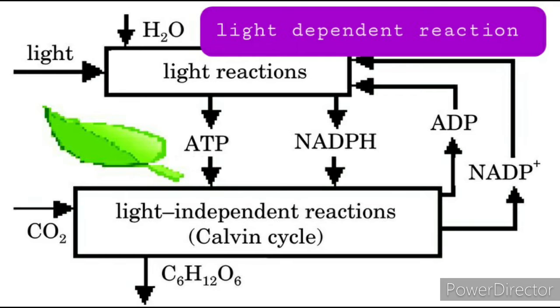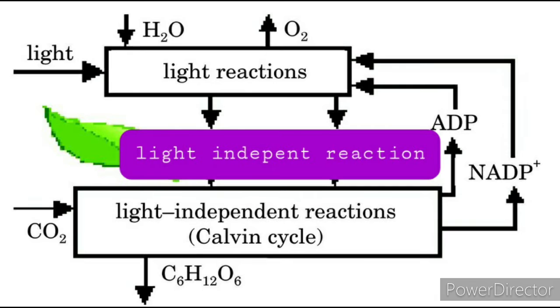Now you can see these events occur in two ways. The first one is the light dependent reaction. The reaction that takes place in the presence of light is called the light dependent reaction. This reaction takes place in the thylakoid, that is nothing but the grana of the chloroplast. The light independent reaction is the reaction which does not depend on light. This takes place in the stroma of the chloroplast.